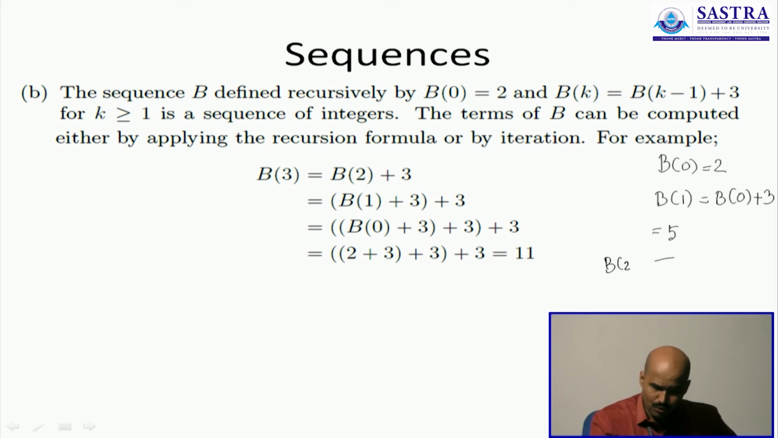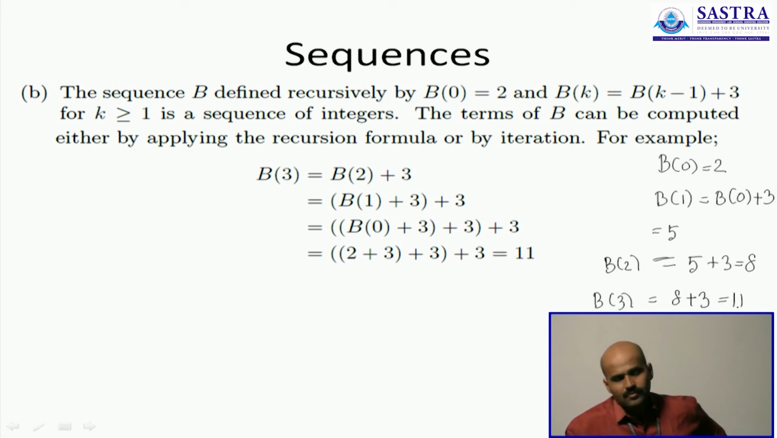Now b of 2 becomes the previous term plus the constant 3. So b of 2 is going to be 5 and 3 put together, that's 8. And b of 3 is going to be 8 and 3 put together, that's 11. So a sequence can also be represented in the form of a recurrence relation.